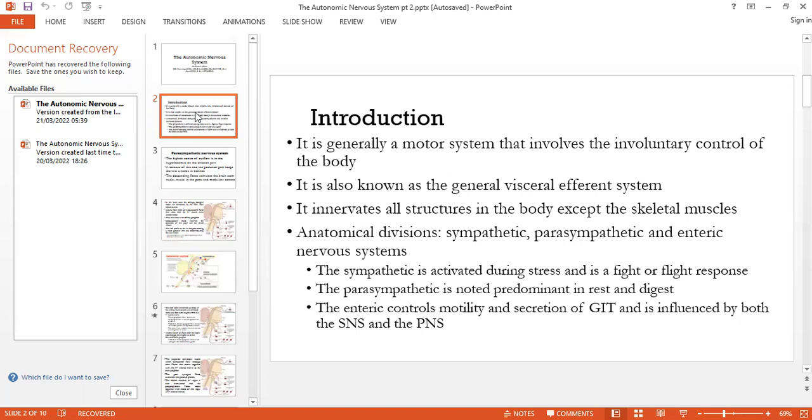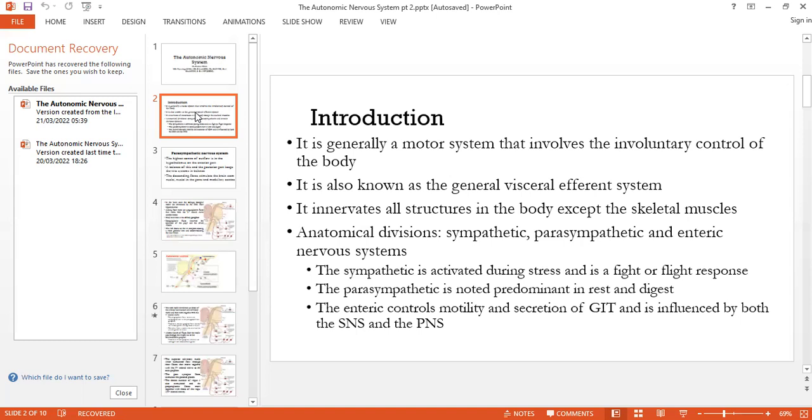All right, let's go to the fourth bullet. Anatomical divisions such as sympathetic, parasympathetic, and enteric nervous system. Okay, so anatomical division, they are divided into about 3 types. There is sympathetic, parasympathetic, and enteric nervous system. I believe you know what sympathetic and parasympathetic are. Then the enteric nervous system, that's what most people don't have an idea of, which is the nervous system of the GIT, or the brain of the gut, meaning it controls the GIT.